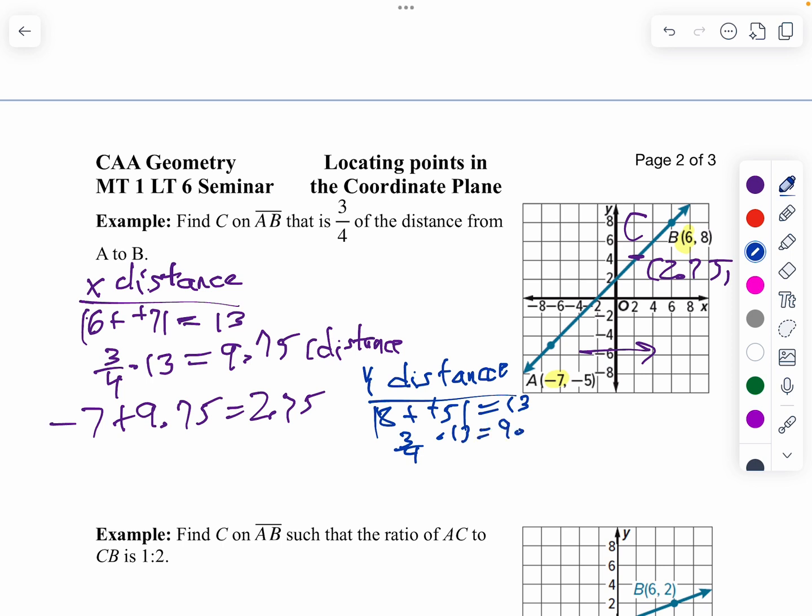The only difference is I'm starting at negative 5, aren't I? Because my y coordinate is negative 5. So I'm going to say negative 5 plus 9.75 will give me 4.75. And look at that. I was pretty darn good at estimating. I should get something kind of close.